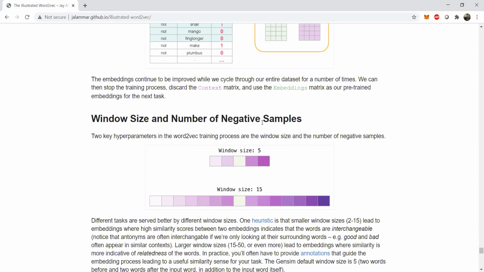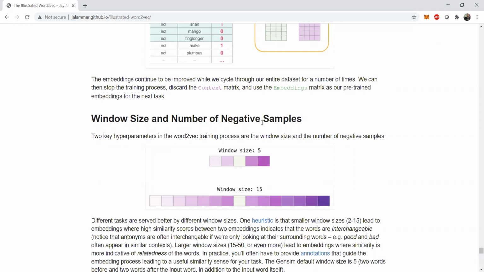One heuristic is that smaller window sizes, that is range between 2 and 15, lead to embeddings where high similarity scores between two embeddings indicate that the words are interchangeable. That means that antonyms are often interchangeable, and if we are looking at the surrounding words, good and bad often appear in similar contexts. So what does that mean? This means that if you're taking very small window sizes, between 2 to 15, these embeddings have very high similarity scores, because there are chances that these words can be used interchangeably in the corpus.